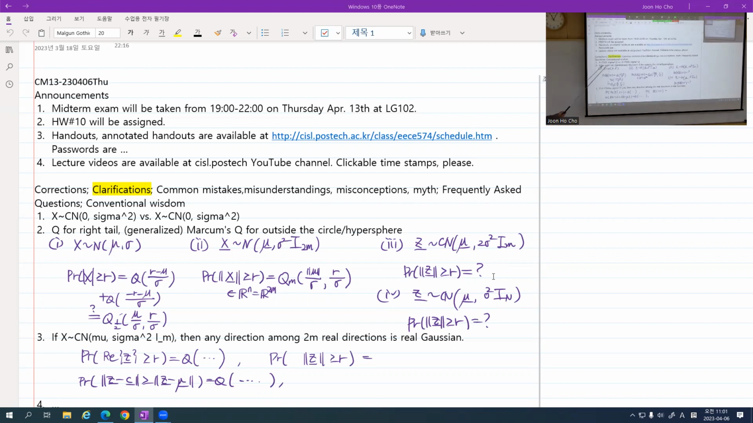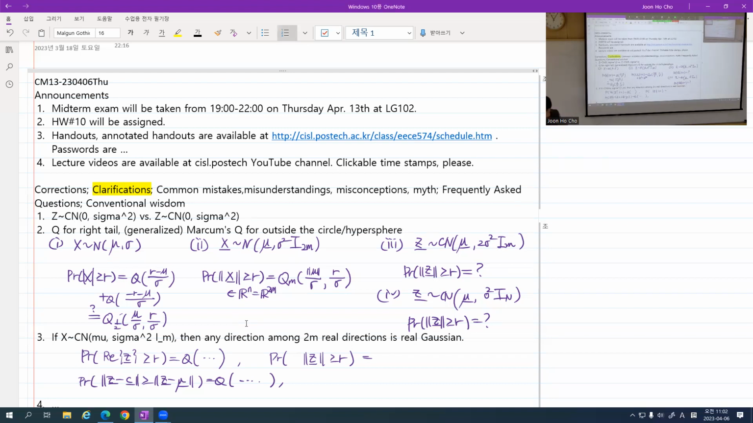Next one is clarification. Last time, I used a complex random variable with variance sigma square, and at the same time, I used a complex random variable with variance 2 sigma square. Let me write it here, 2. And since x is confusing, let me correct it to z. And what's the difference? Just scaling of the random variable.